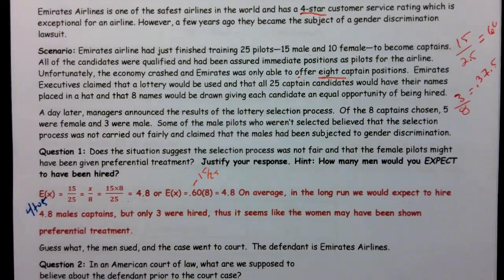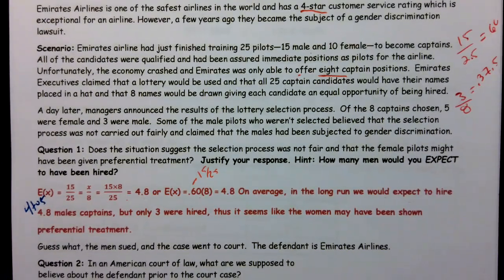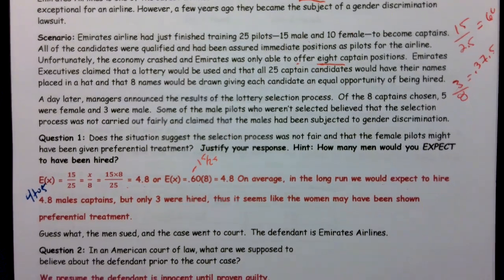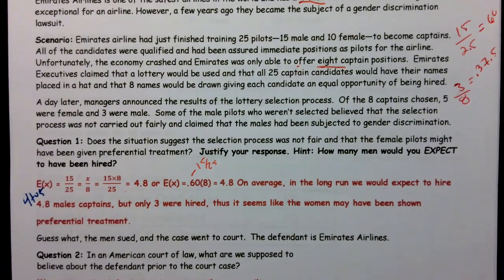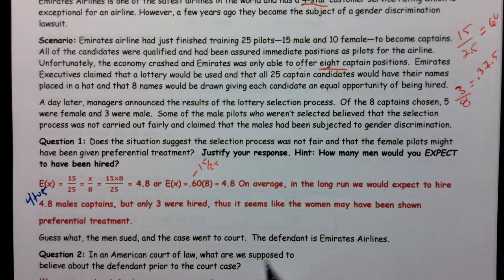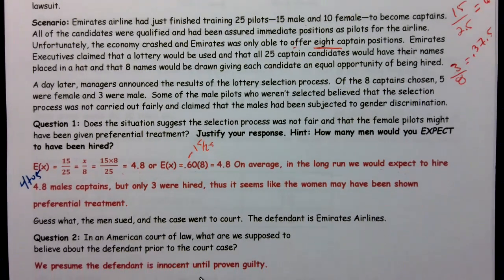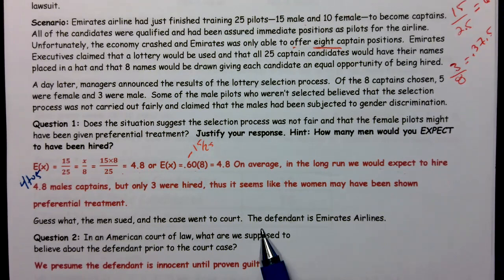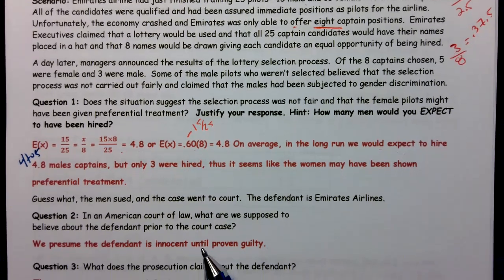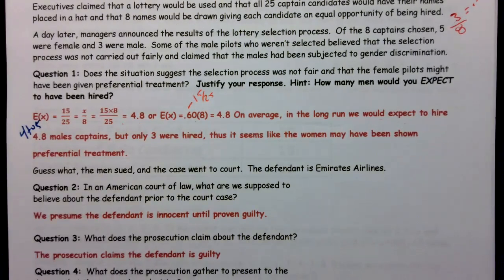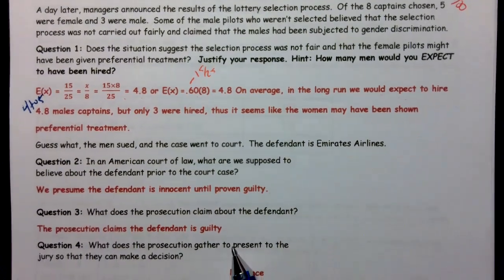So, guess what? The men sued and the case went to court. The defendant was Emirates Airlines. In an American court of law, what are we supposed to believe about the defendant prior to the court case? Well, we presume that the defendant is innocent until proven guilty. So basically, we have to believe that the airline is innocent initially. What does the prosecution claim about the defendant? Well, they claim they're guilty. So what do they do to prove that or show that?